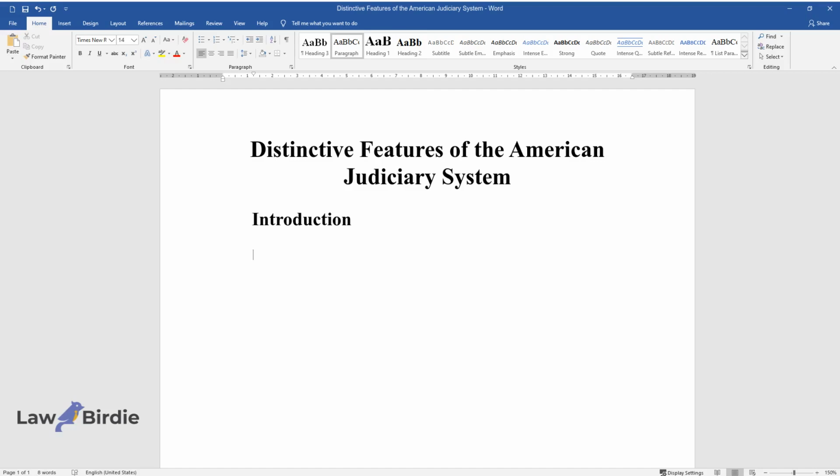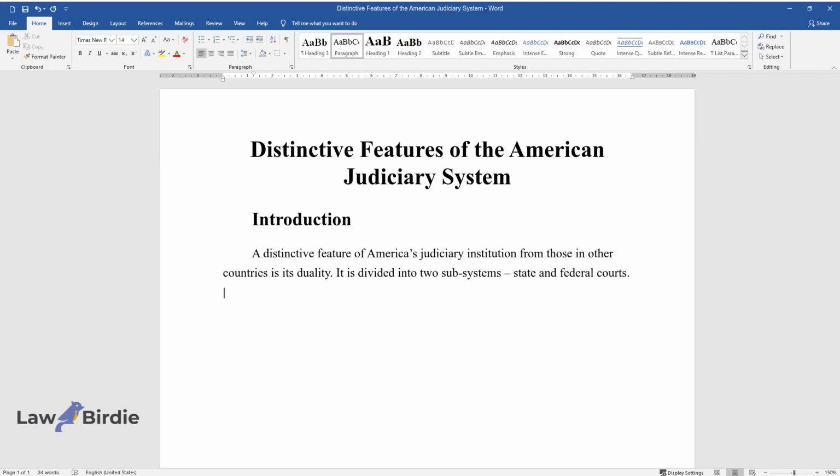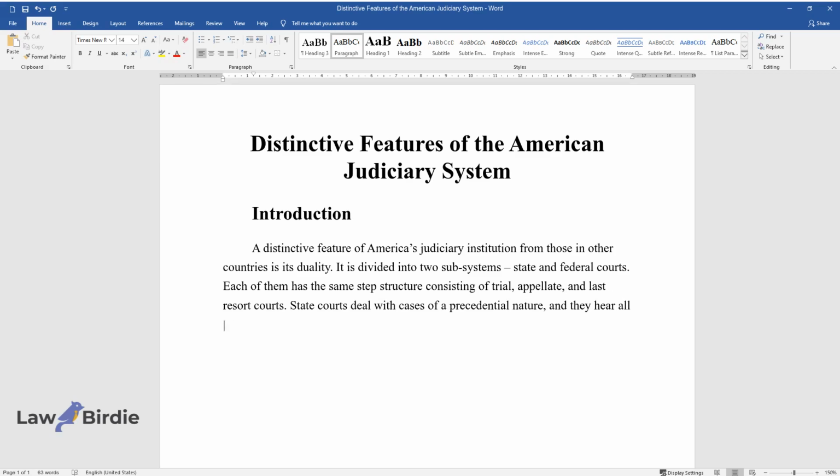Introduction. A distinctive feature of America's judiciary institution from those in other countries is its duality. It is divided into two subsystems, state and federal courts. Each of them has the same step structure consisting of trial, appellate, and last resort courts. State courts deal with cases of a precedential nature, and they hear all types of lawsuits.